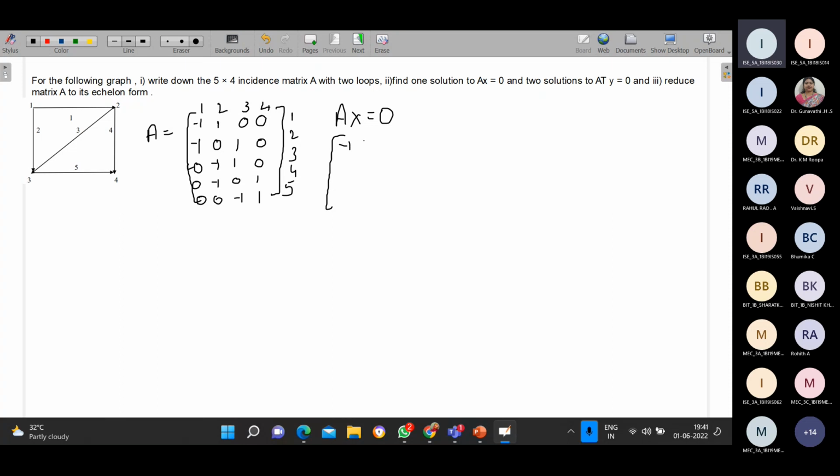So it's minus 1, 1, 0, 0, minus 1, 0, 1, 0, 0, minus 1, 1, 0, 0, minus 1, 0, 1, 0, 0, minus 1, 1.